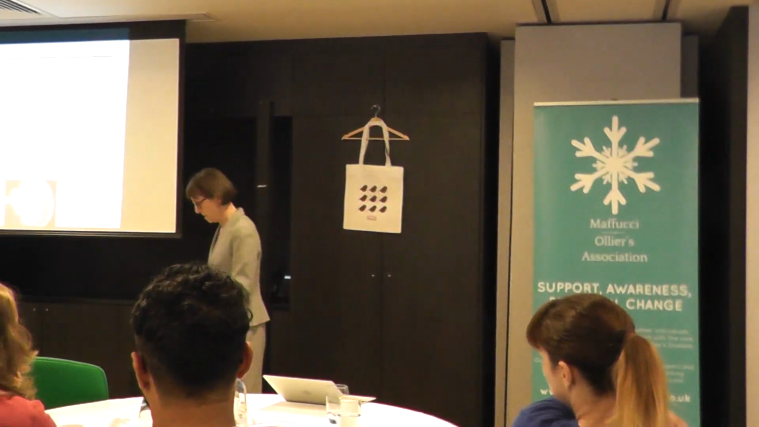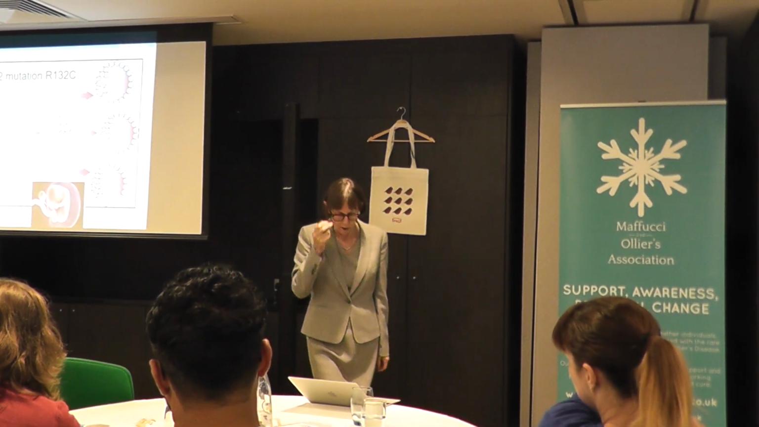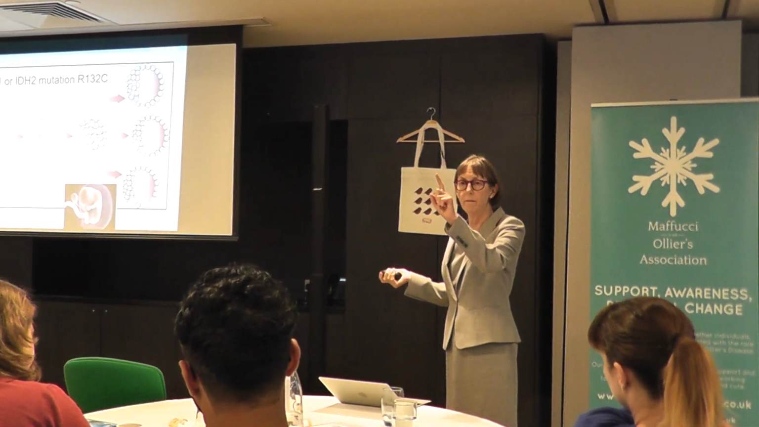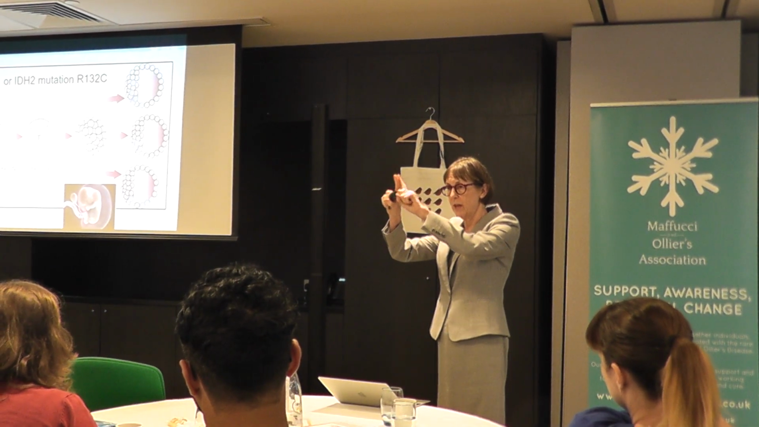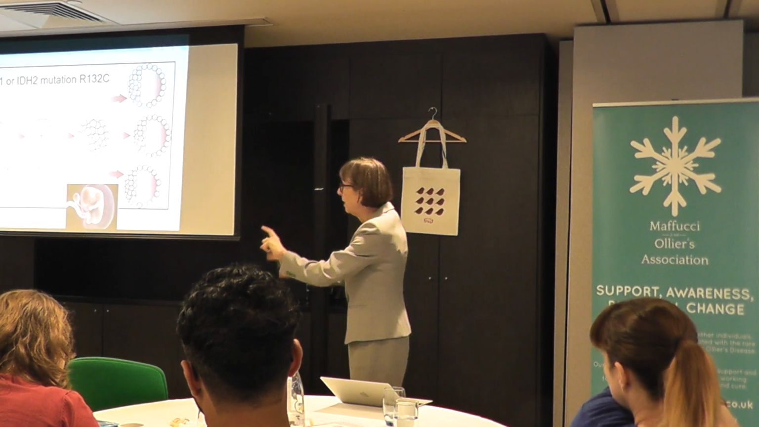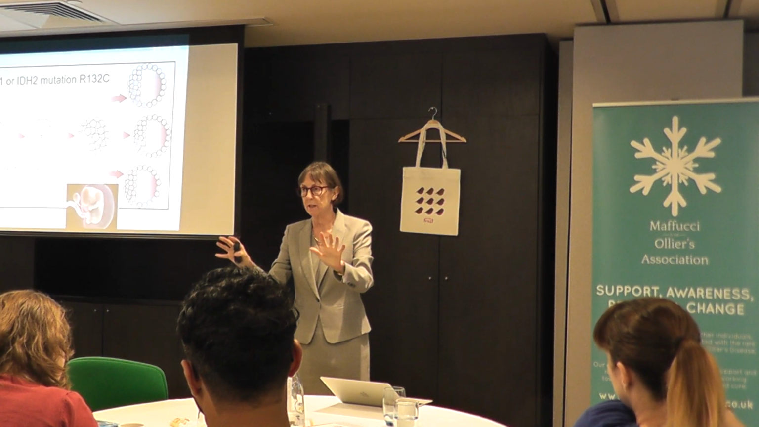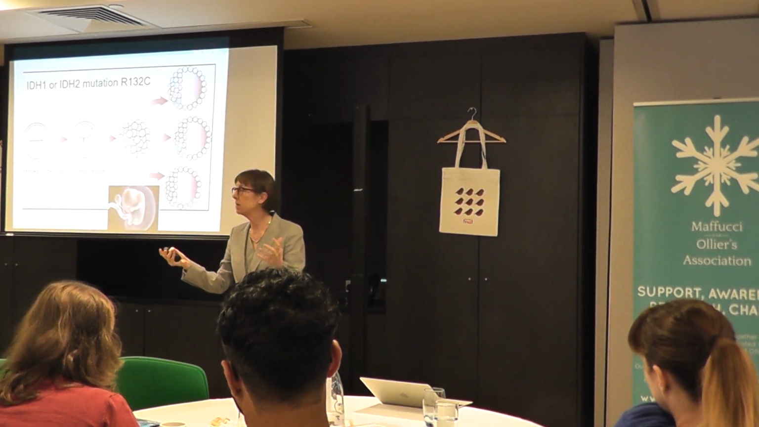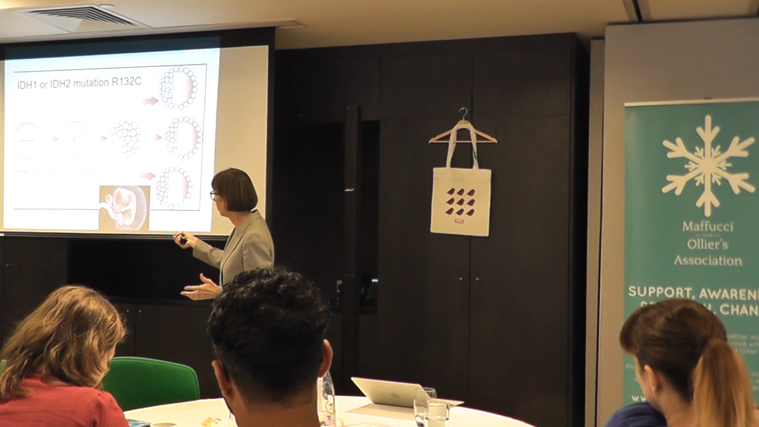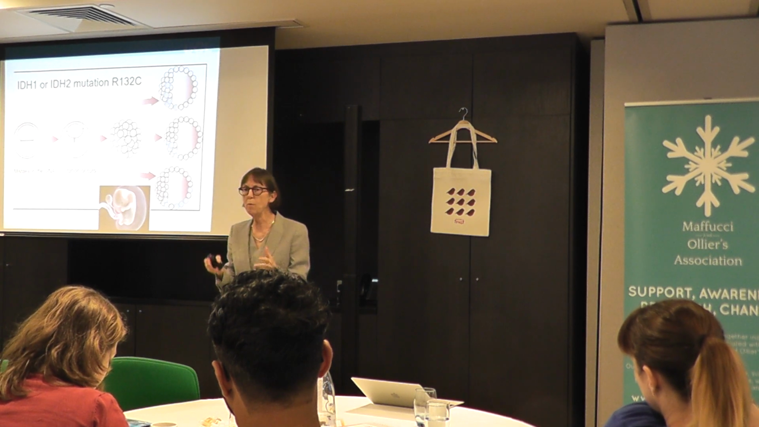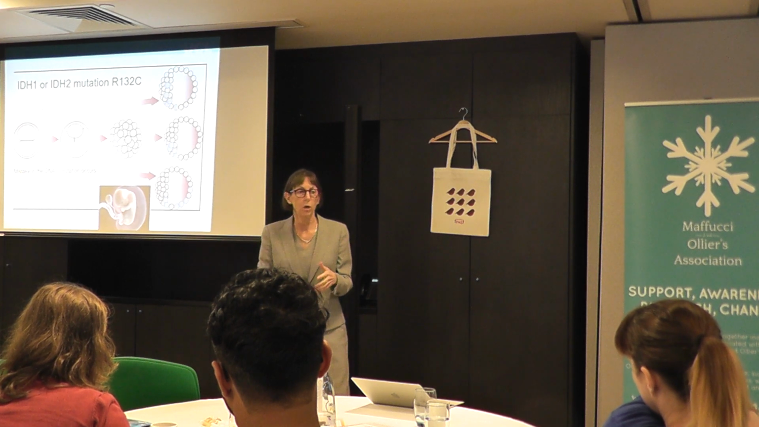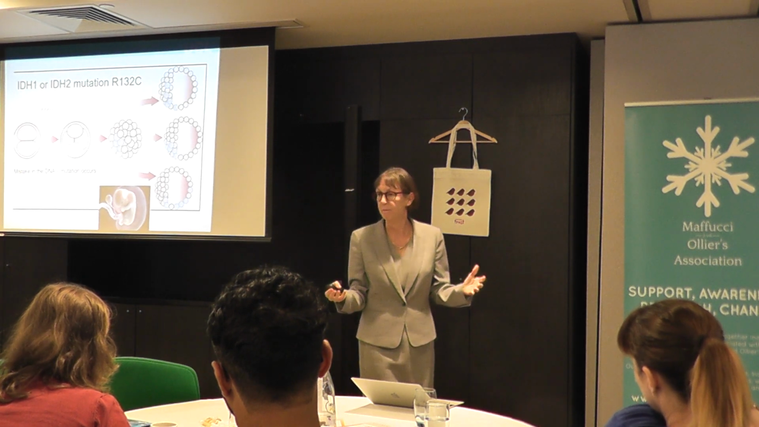And in Ollier's disease, you have one cell, mum and dad come together, the egg and the sperm, and there's no mistakes. And then they divide and you have 2 cells. And then you get 4 cells. And somewhere along the route, there's a mistake.